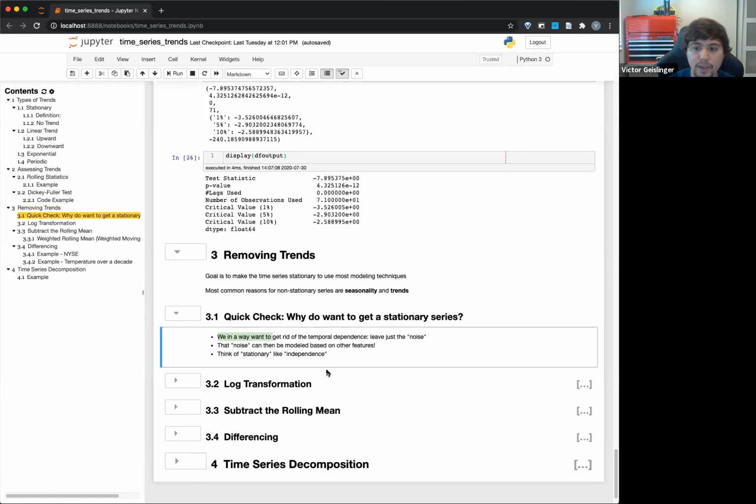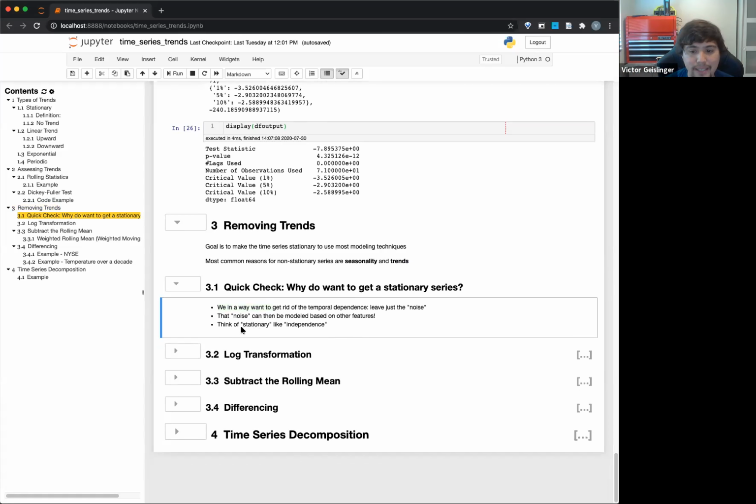Like I said, we just want to leave just the noise. We want just the interesting stuff that's not time related. And then we can model essentially that noise, right? I call it noise, but it's not really noise, but that part that's not related to the time itself. And I mentioned, think of stationary like independence, right? So it's not dependent on time anymore. Stationary means like it's not moving, right? So it's not dependent on time. That's what I mean by independence.